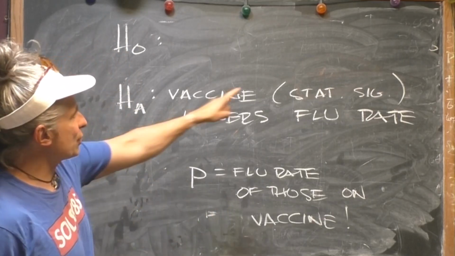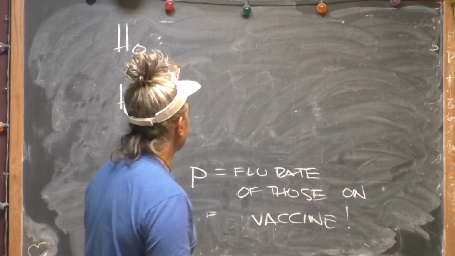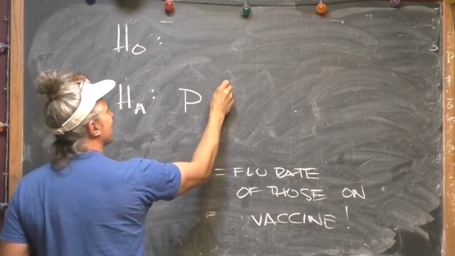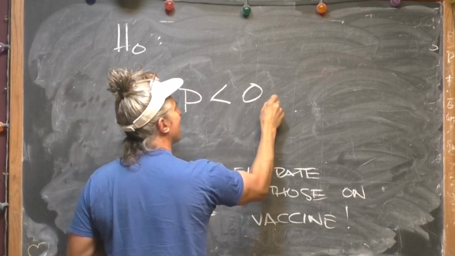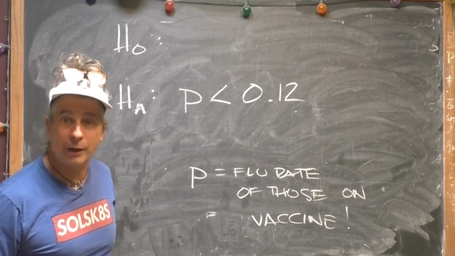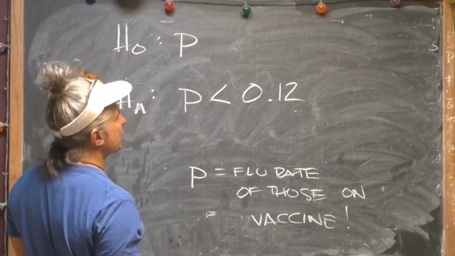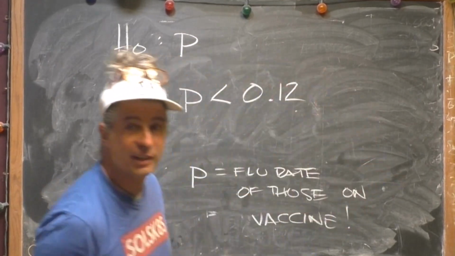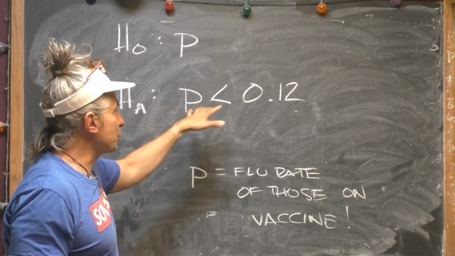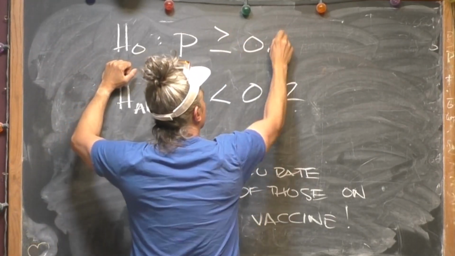So we can actually say this entire sentence without having to write a sentence. We can just say we think the flu rate is statistically significantly less than 12%. That's not bad at all. Which means the null has to be everything else. Now, technically speaking, it's easy to say it's greater than 12%, but you should also include equal to. Two numbers are either less than, greater than, or equal to.